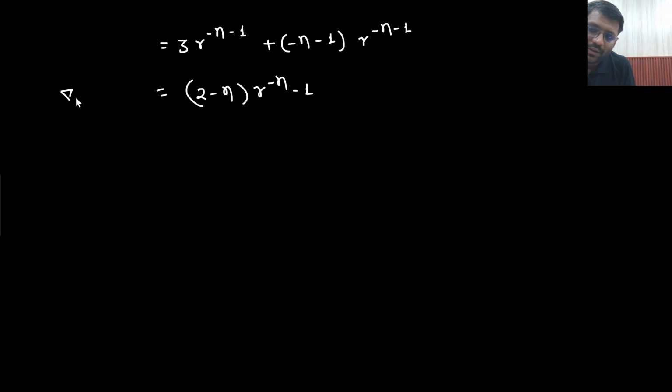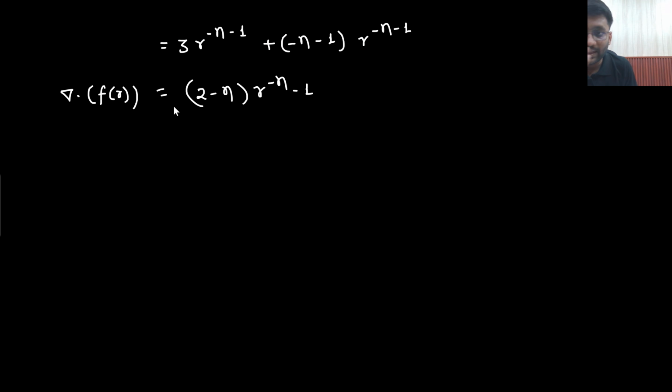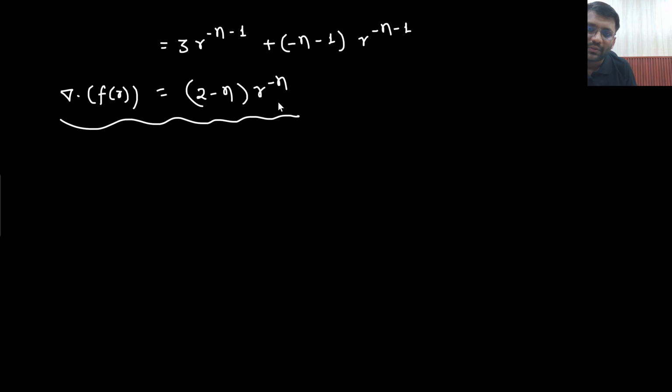So this is the gradient you are getting. Sorry, not the gradient, this is the divergence that you are getting. What do they want? R to the power minus n minus 1 you take common. So this will become 2 minus n.